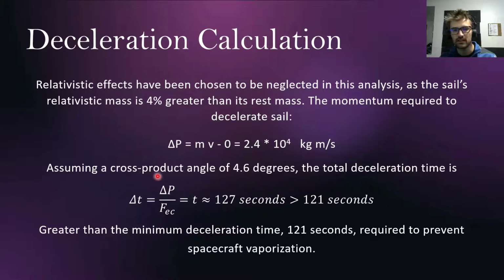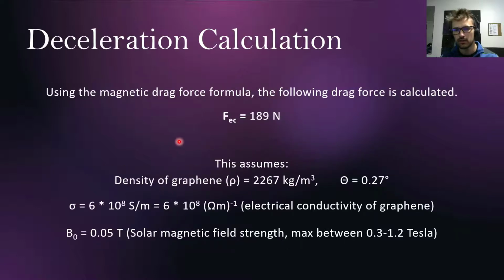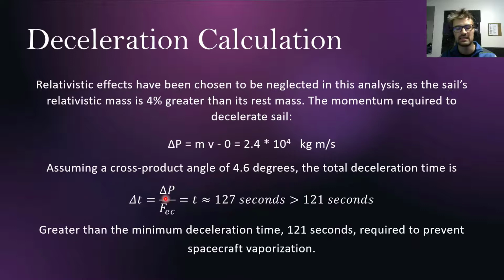And then you can figure out that, if you do the conservation, your total momentum required to decelerate the spacecraft over the force that we derived from moving through the magnetic field, you get that the deceleration time through the magnetic field using that force is about 127 seconds, which, if we look at our vaporization calculation, is greater than 121 seconds. So given it'll take longer than 121 seconds using this conservation of momentum and force calculation, we can say, hypothetically, on paper, this technique should be able to decelerate the spacecraft without vaporizing it.